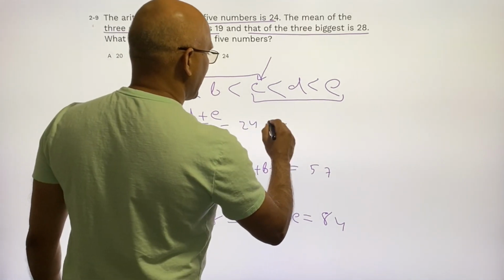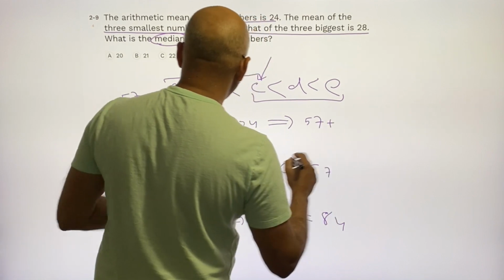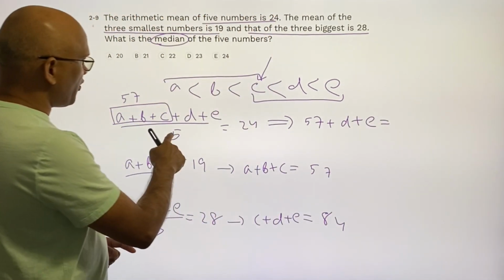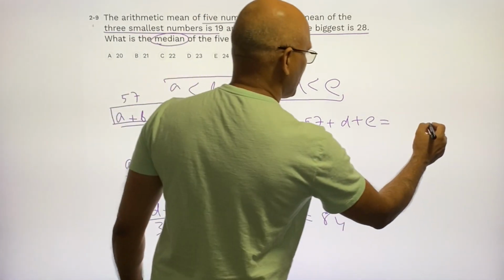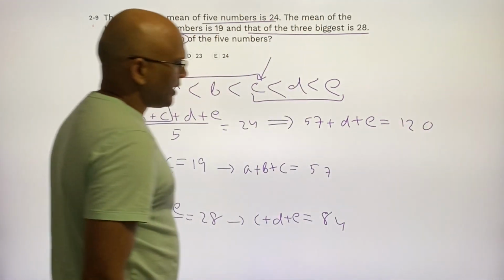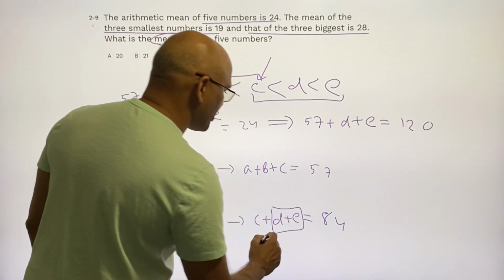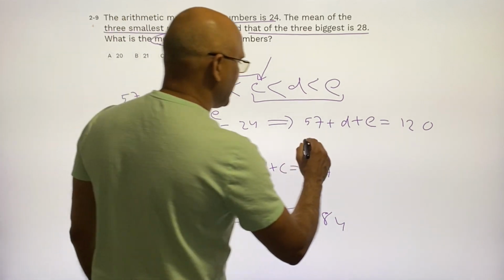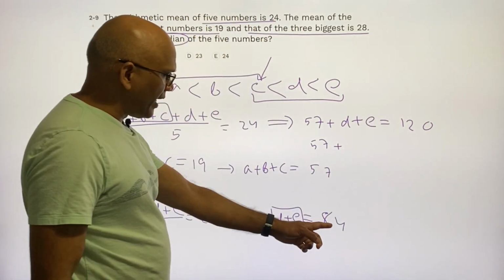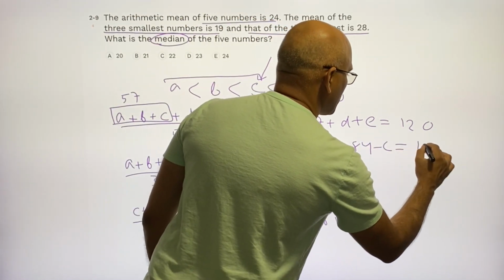So let me write this here then. 57 plus D plus E is going to be 24 times 5, that is going to be 120, right? Now I can make use of the D plus E here, that is going to be 84 minus C. So 57 plus D plus E is going to be 84 minus C. This is going to be 120.